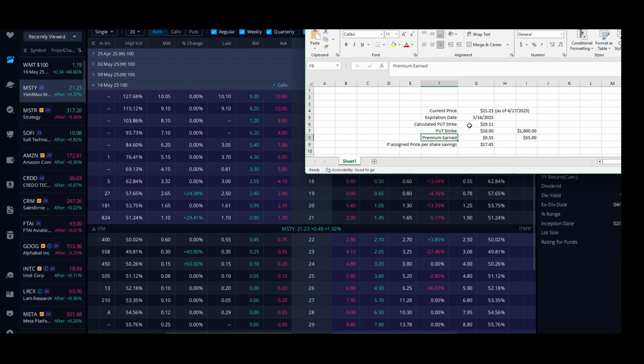And that's why you only sell a put on something that you want to go long on. You want to own those shares. So you've got to be okay with buying those shares at that price, no matter what the price is at the time of your expiration.